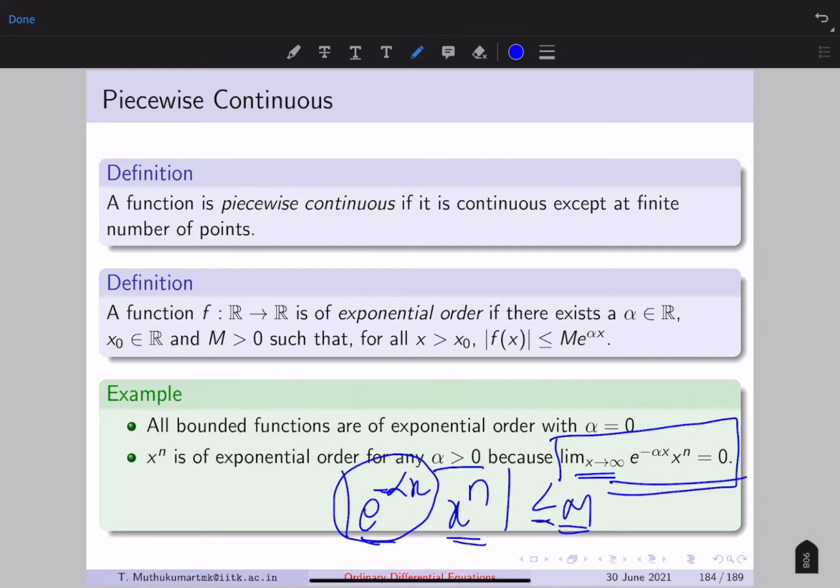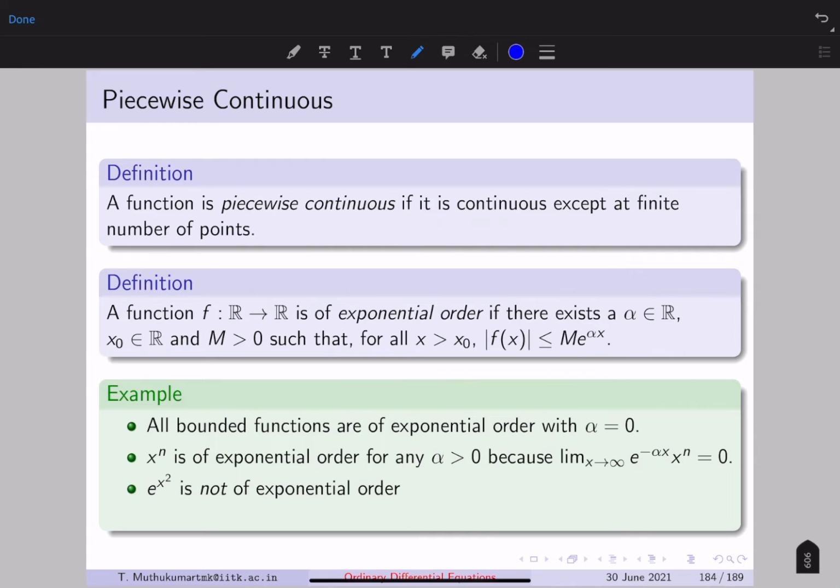and this is valid for any positive alpha, right? Because for e power minus alpha x to go to 0, this exponent should be negative, right? And if x is positive, then alpha has to be positive as well. So here we have taken x to be positive. Okay.